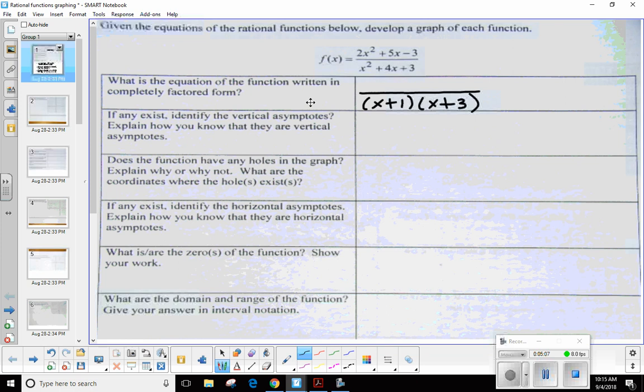Satish, what do you think? He's absolutely right. He says 2x minus 1 and then x plus 3. That is exactly what that trinomial is going to factor into. So let's go through the process real fast.